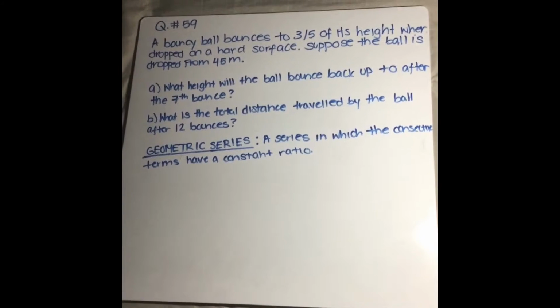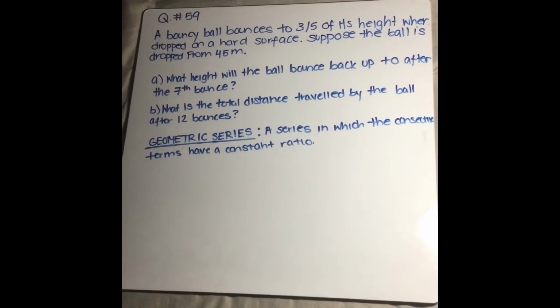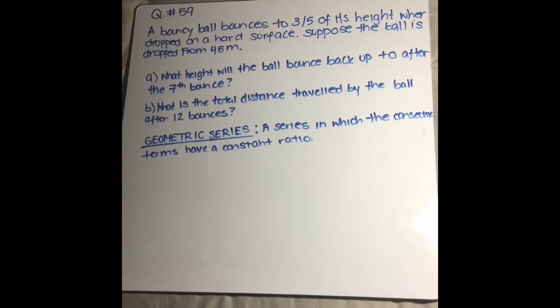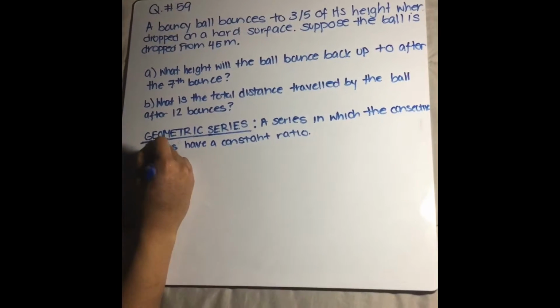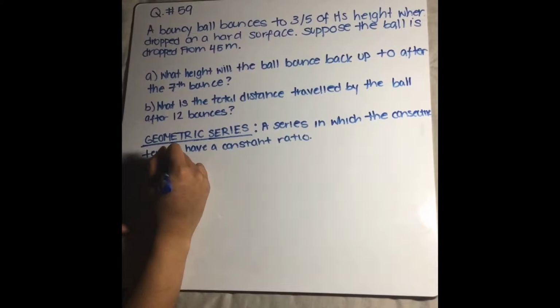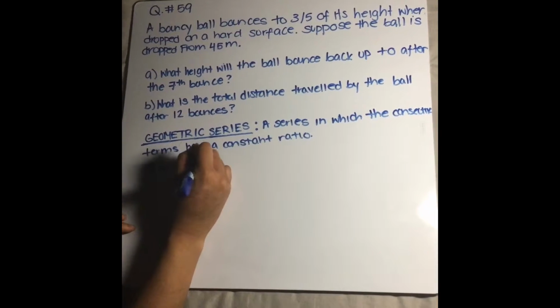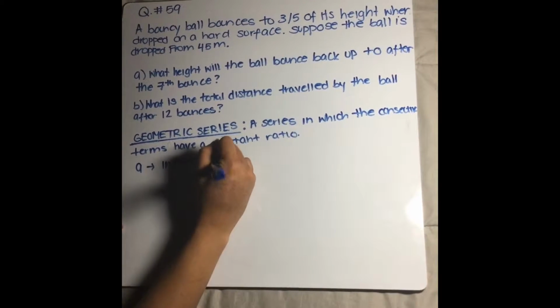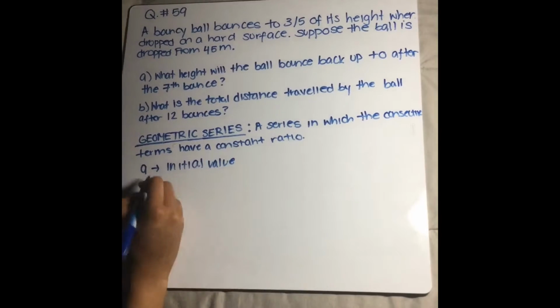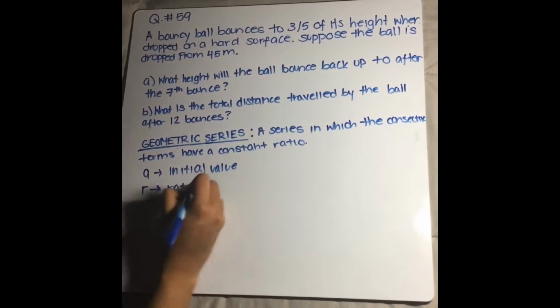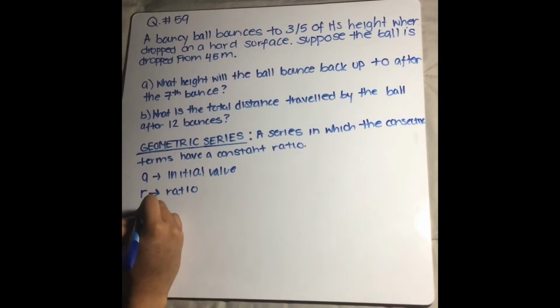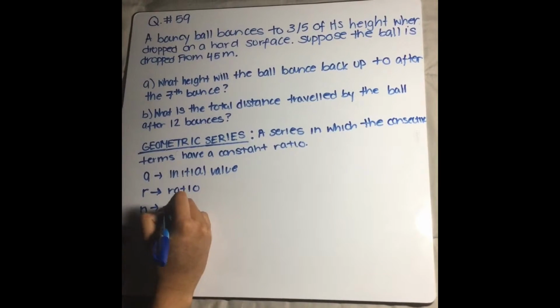So to begin, for question A, we need to put down what variables we are given. A is the initial value, and we know that R is the ratio, and N is the term number.